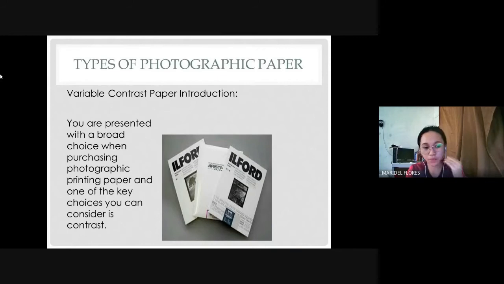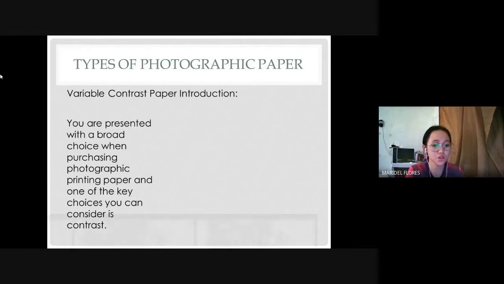So this image right here is produced by Ilford, a manufacturer of photographic materials known for their black and white film, paper, and chemicals. They are very well known in the UK way back. Sila ang usually gina-utilize before.